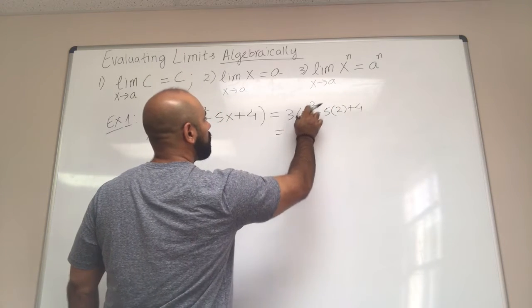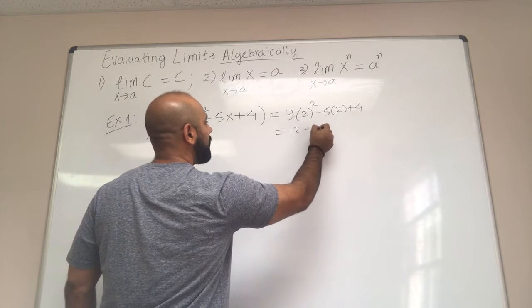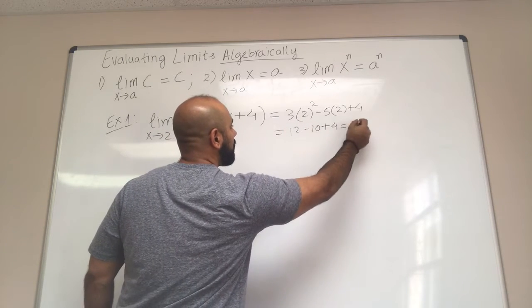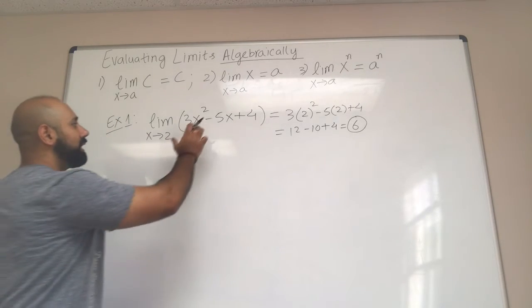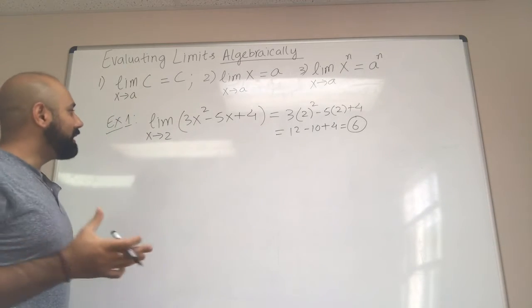So it is 2 squared is 4, 4 times 3 is 12, minus 10 plus 4, which is going to be 6. So we know this is a simple quadratic function. There's nothing crazy happening here.